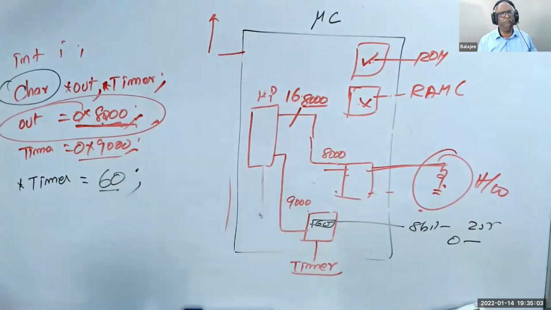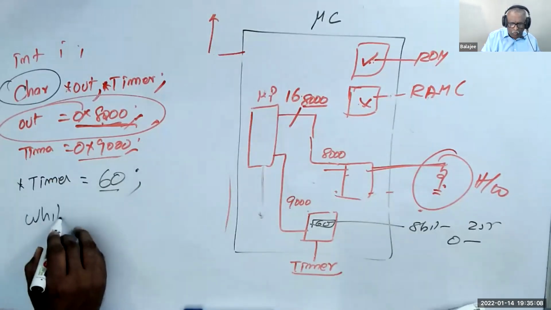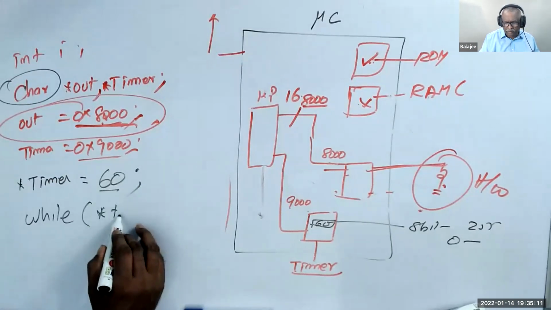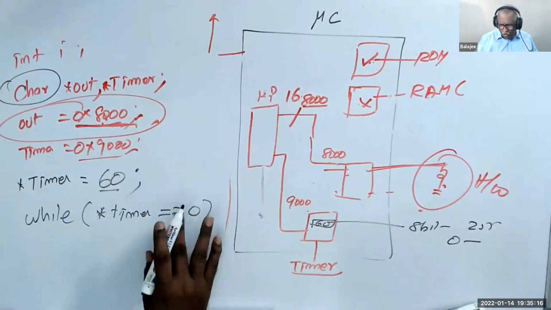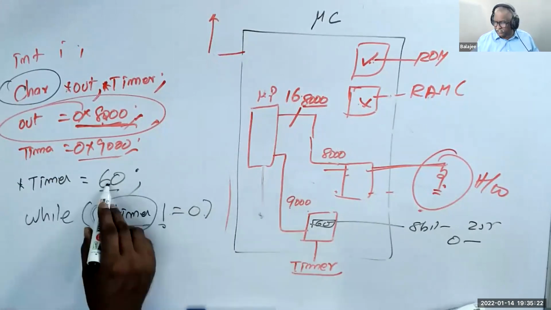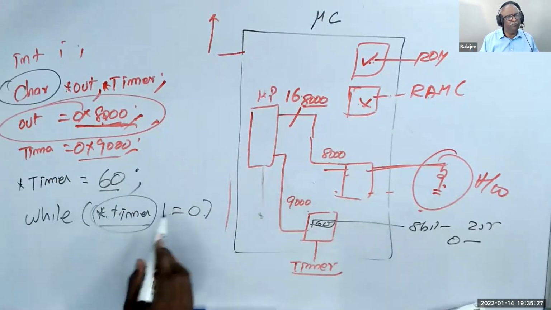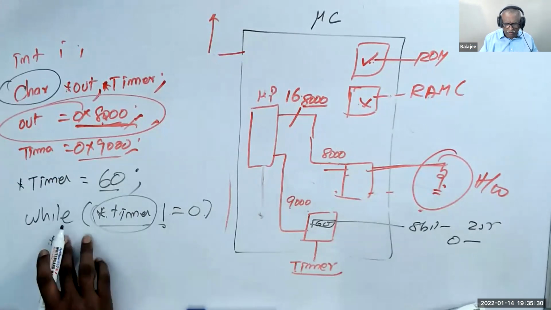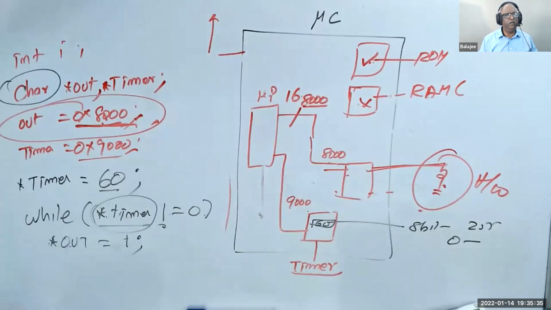The timer starts counting. Now I'll say here: while start timer is not equal to 0. Now you are reading. See, understand, you are reading now. The moment you write 60, it starts counting down. The moment it becomes 0, you will put star out equal to 0x1. You understand now? You are watching the time. That means you have given a time to watch, but you are watching it. This is called polling.